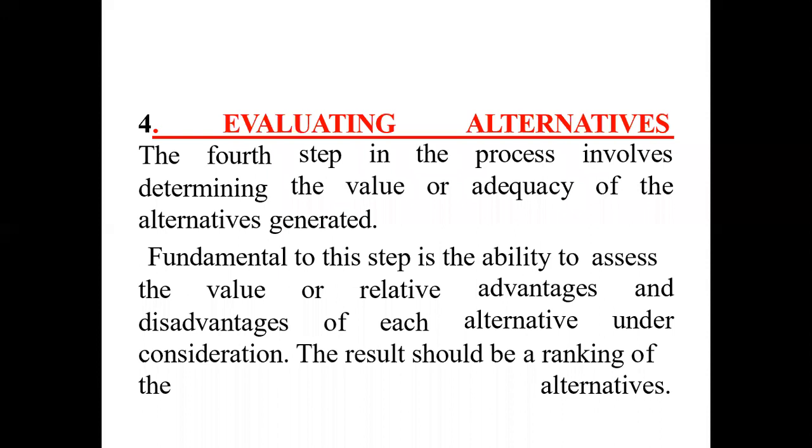Let's move on. The fourth step is evaluating alternatives. And this could be one of the most difficult stages. You now reach a stage where you are picking out what could be the best. So evaluating alternatives becomes so critical. Fundamental to this step is the ability to assess the value, or relative advantages and disadvantages, of each alternative. So you want to weigh: is this the very best that I can choose? How advantageous is it compared to this other option? So evaluation of alternatives becomes so critical.